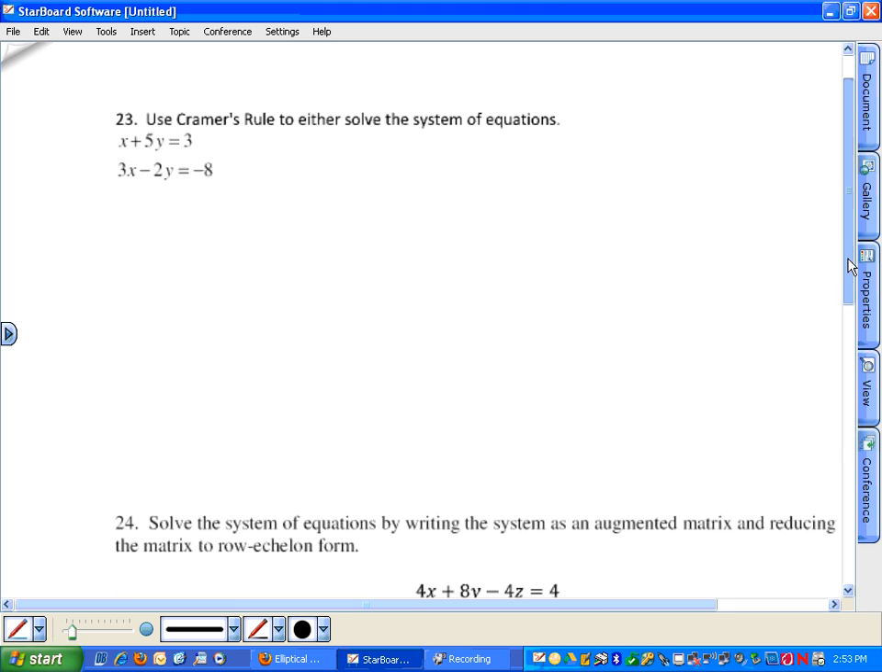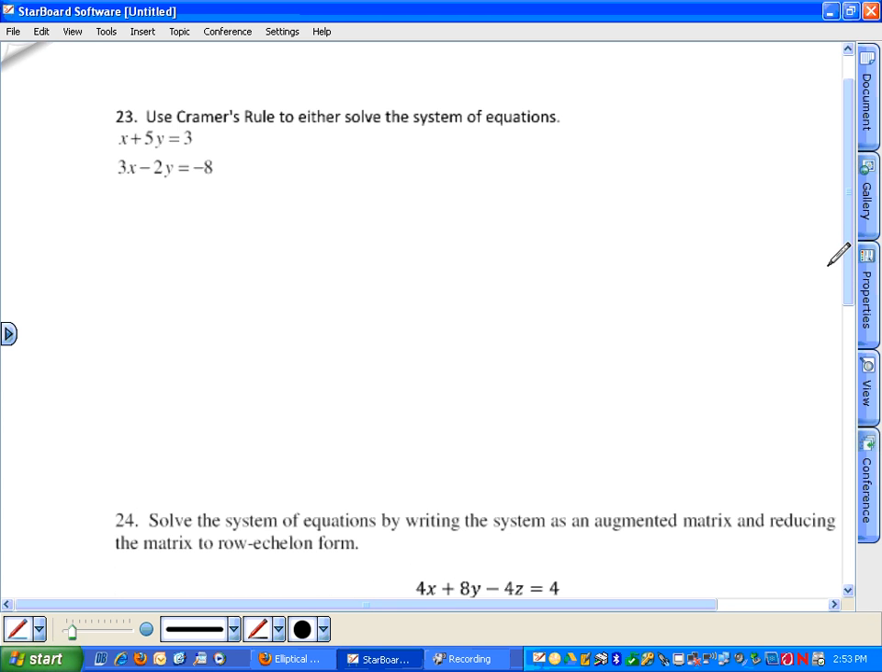Okay, part 4, Cramer's rule. I don't know what the word "either" is in there for. Use Cramer's rule to solve the system of equations. Cramer's rule is the rule we learned that involves finding determinants.